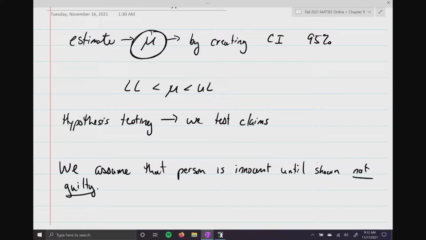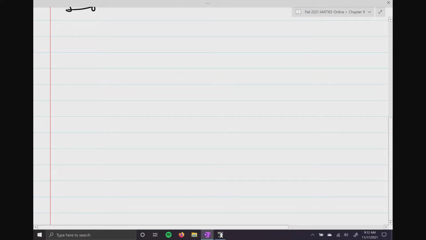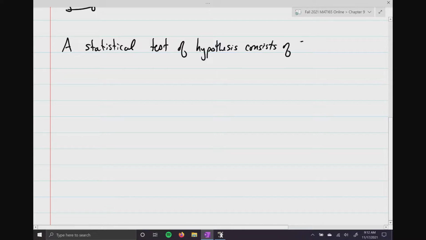All right? Now, in order for us to do this, and this is the beautiful part about hypothesis testing, it's very rigorous and there's a step-by-step process and it's repeatable. That is what science is all about. It's being able to do something over and over again and still getting the same exact results. So, a statistical test of hypothesis will consist of 5 parts.